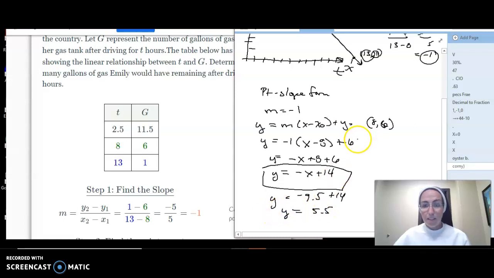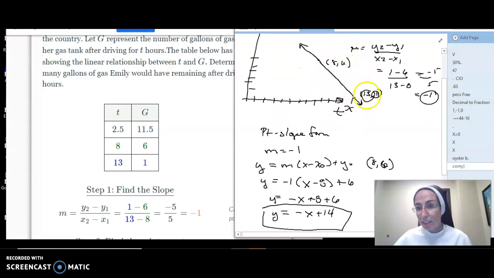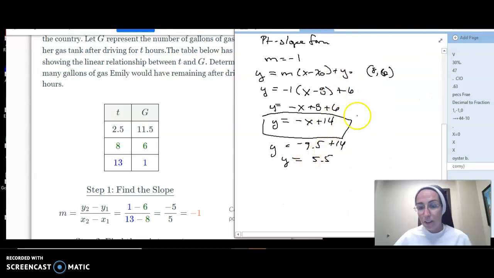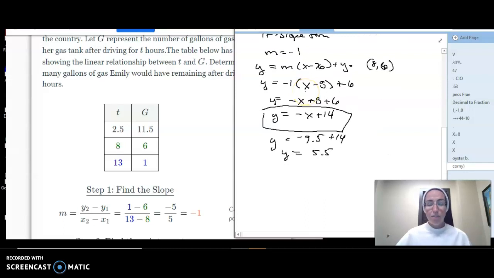Okay, does that make sense? Well, let's just look at the graph. After 9.5 hours, that's like after 8 hours, but before 13, she should have something less than 6, but more than 1. Okay, 5.5, slightly less than 6, that makes sense. So 5.5 gallons is a reasonable answer.